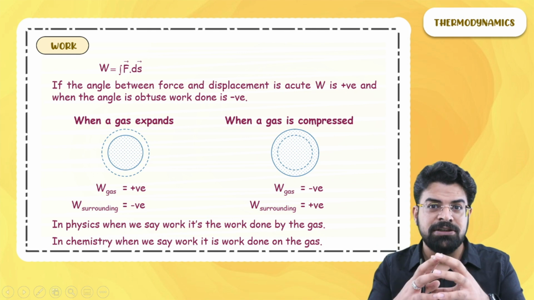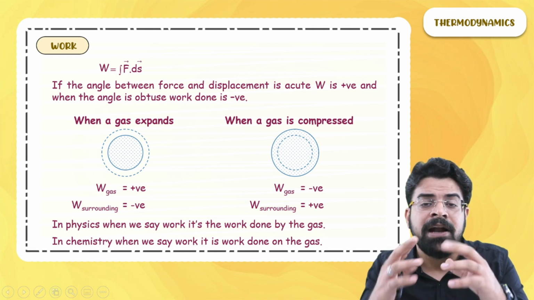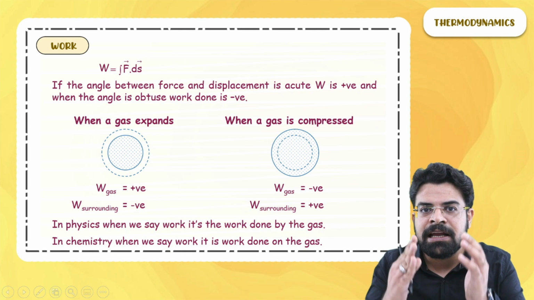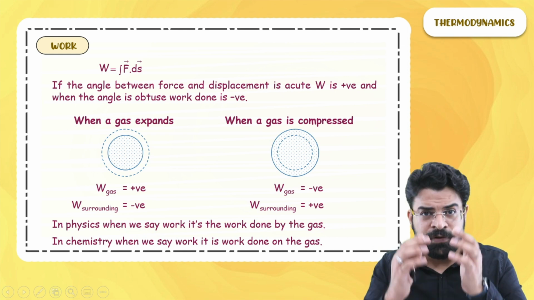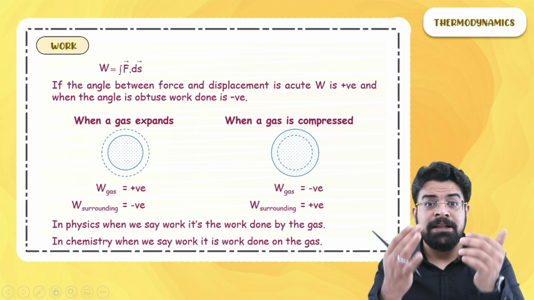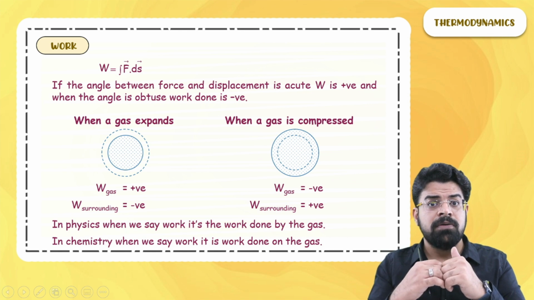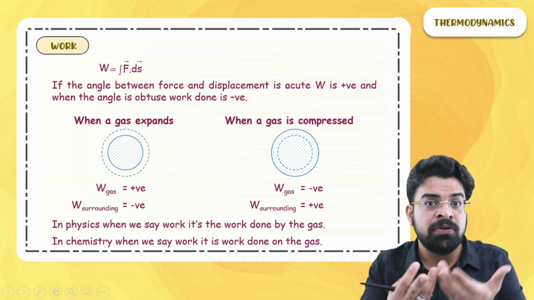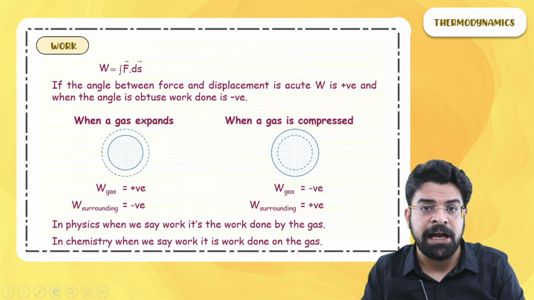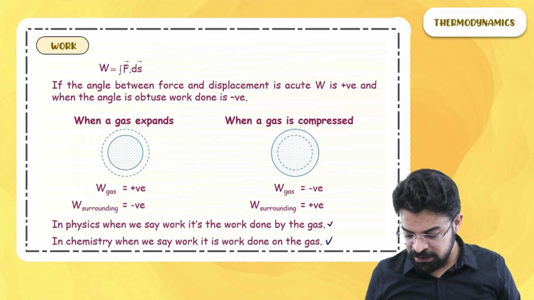And physicists want the gas to expand and do work on the surroundings so that they can utilize the heat engine. So physicists want work to be done by the gas. Chemists want work to be done on the gas so that they can initiate the reactions. So keep this small thing in mind.